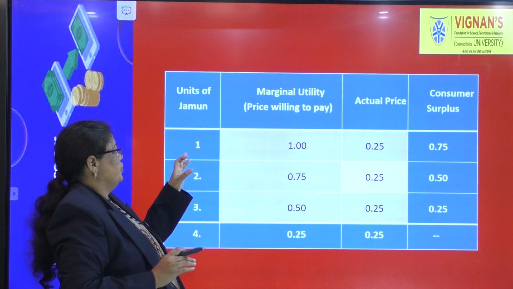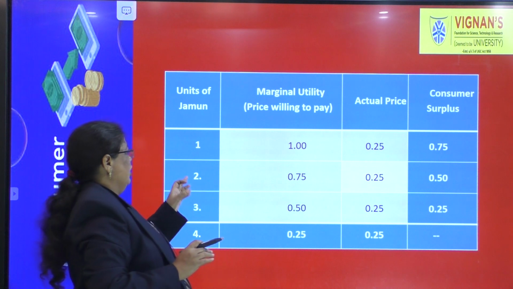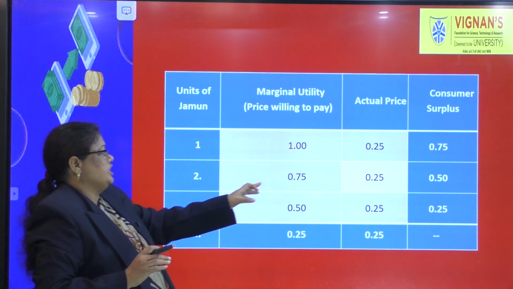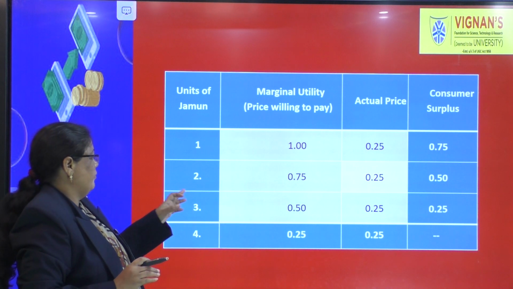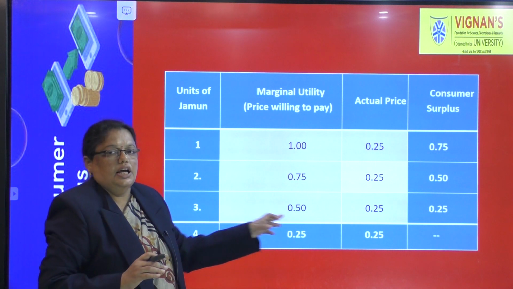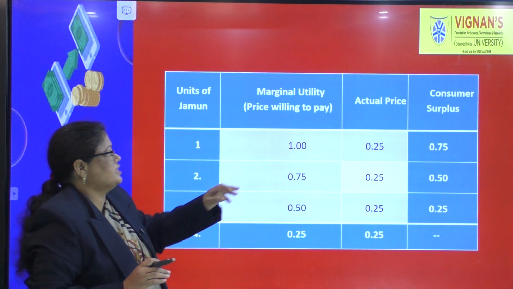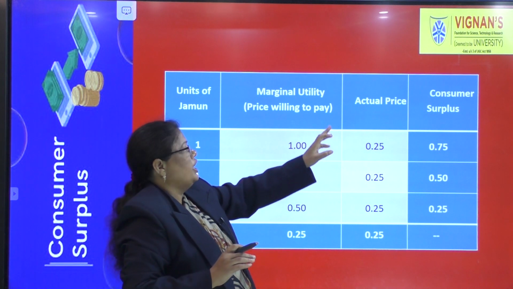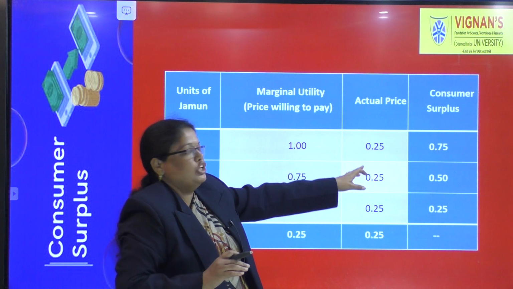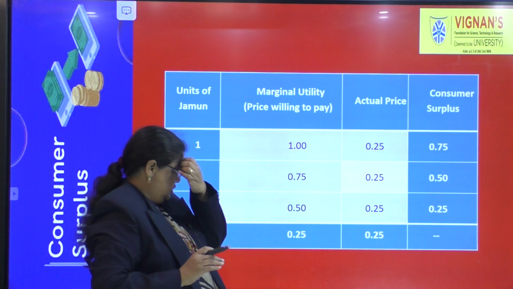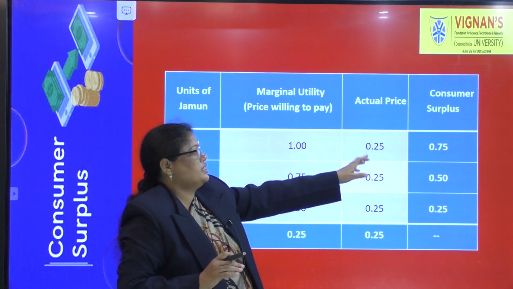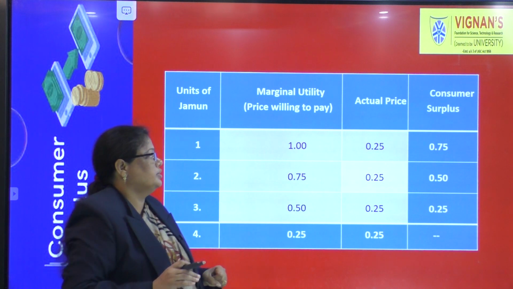He will pay for the first unit 1 rupee, for the second unit 75 paise, for the third unit 50 paise, and for the fourth unit 25 paise, whereas the actual market price is 0.25 rupees or 25 paise.